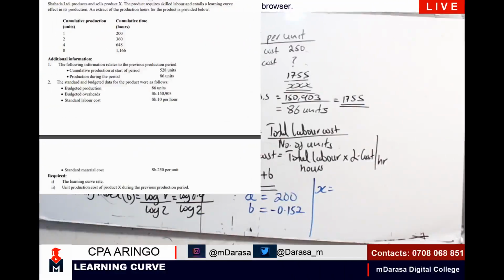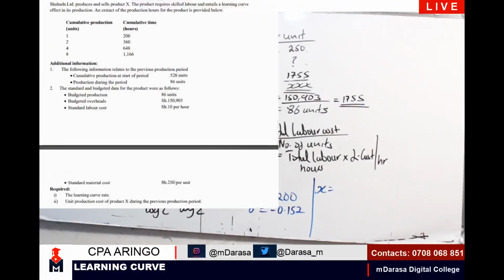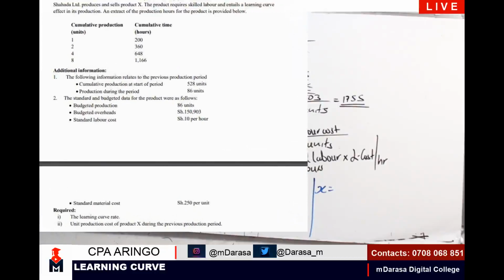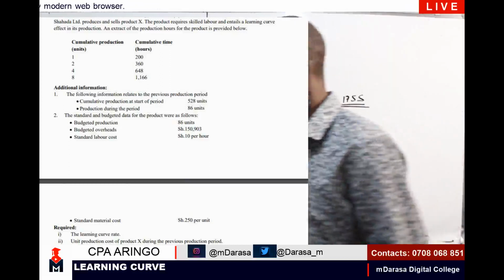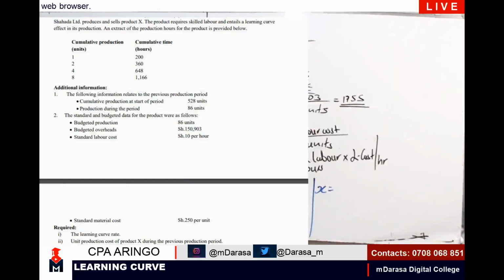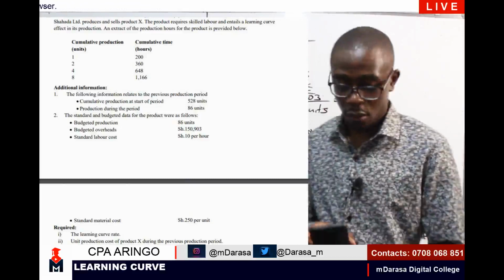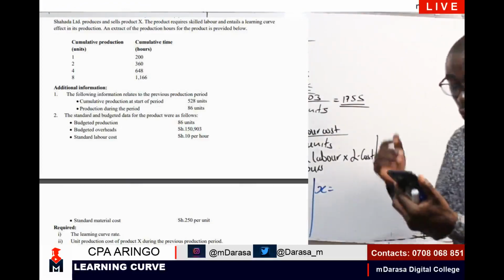We are talking of our cumulative production. Look at it clearly. If we can all go to note number 1 and 2, what were we told? Note 1 and 2, my good students, you can clearly see note 1 and 2. Kindly check note 1 and 2.